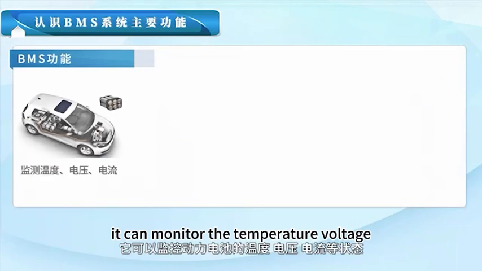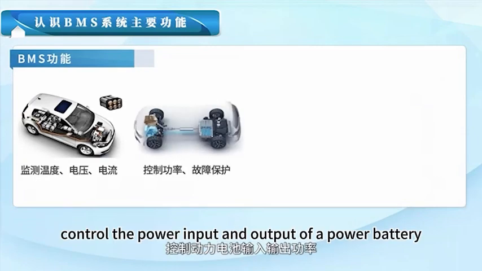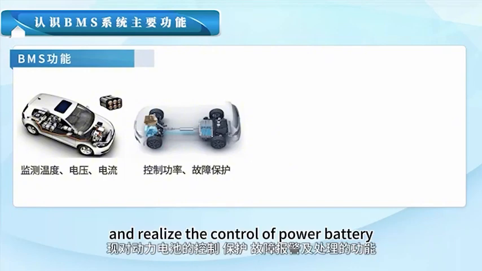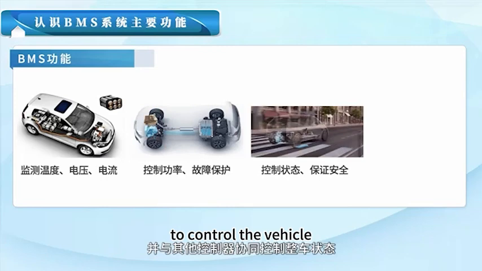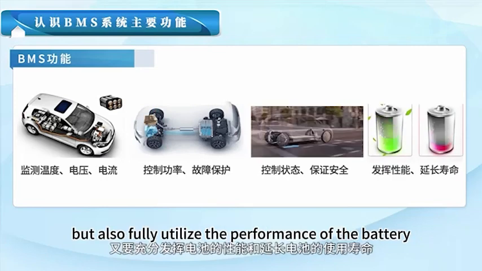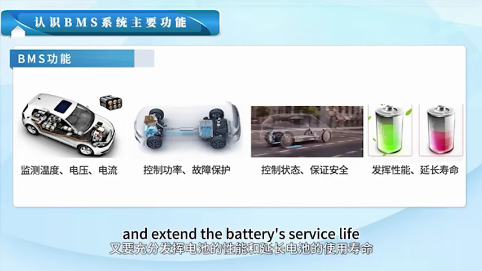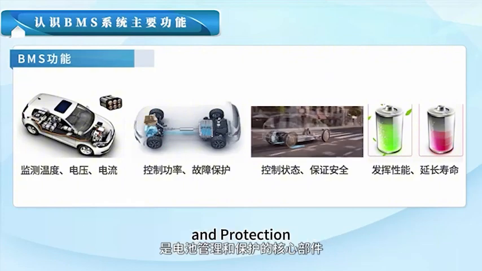It can monitor the temperature, voltage, current, and other states, control the power input and output of the power battery, and realize the control of the power battery. It has the functions of protection, fault alarm and processing, and cooperates with other controllers to control the vehicle. It should ensure the safe and reliable use of batteries, but also fully utilize the performance of the battery and extend the battery's service life. It is the core component of battery management and protection.